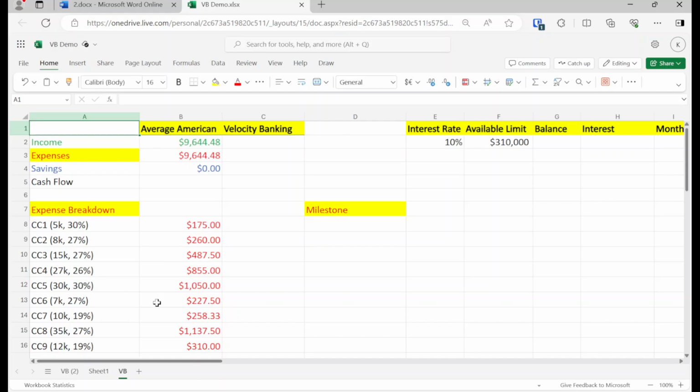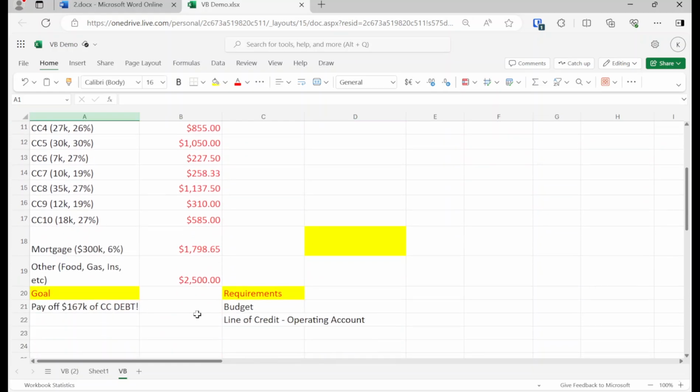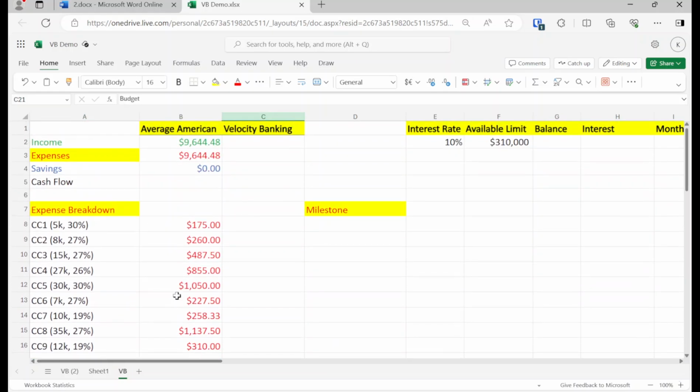Now, I'm just going to do a quick demonstration before I go to bed tonight as to why we simply cannot replace a loan like a mortgage with a line of credit, okay? In order to do velocity banking, we have to do two things. Number one is a budget. A budget is essentially our debt attack plan. If you don't have any debt, there's no need to do any velocity banking, right? It's a debt attack plan.